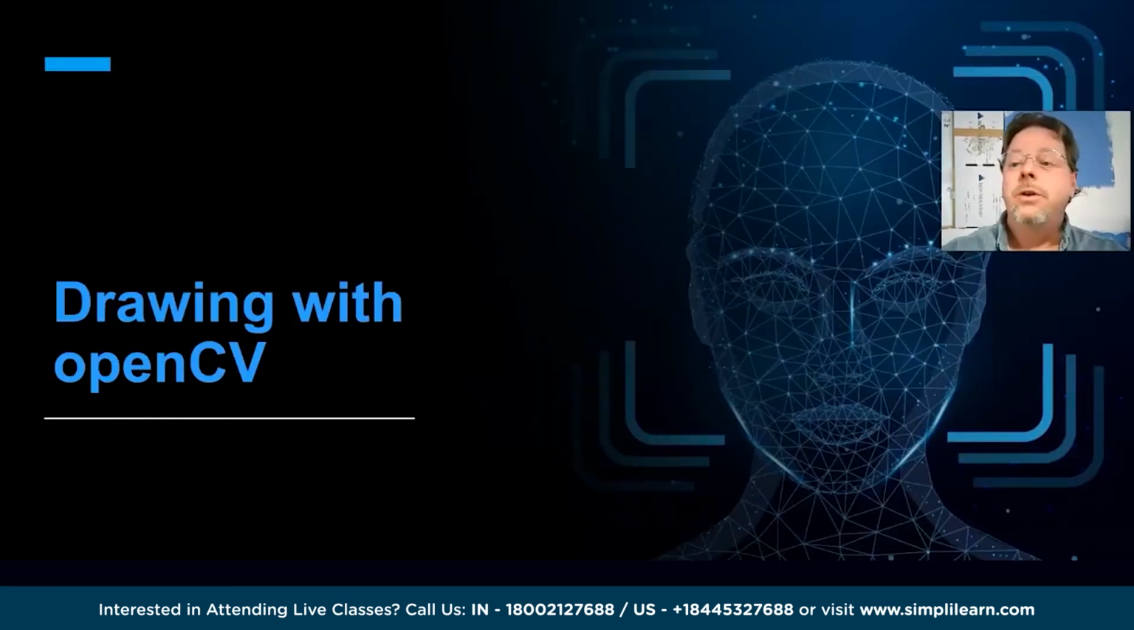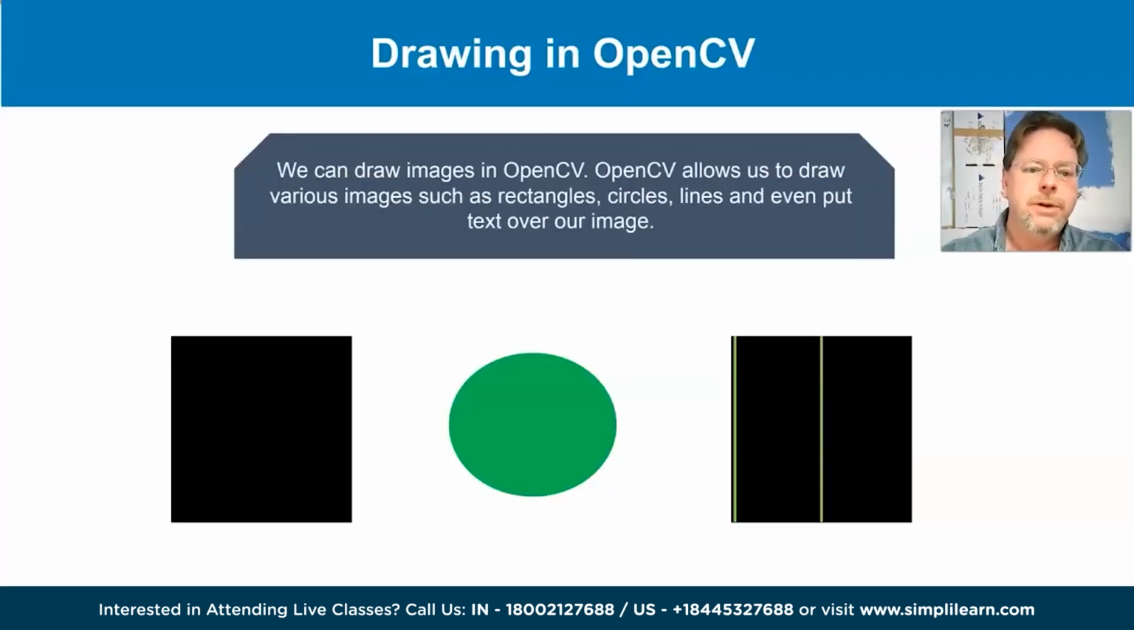And we can use drawing with the OpenCV. We can draw images in OpenCV. It allows us to draw various things like a rectangle, circles, lines. You can add text into the images and that kind of thing. So there's a whole slew of different things we can do with the OpenCV. And we'll look at these commands. We'll glance through them and show you how they work in the actual software.